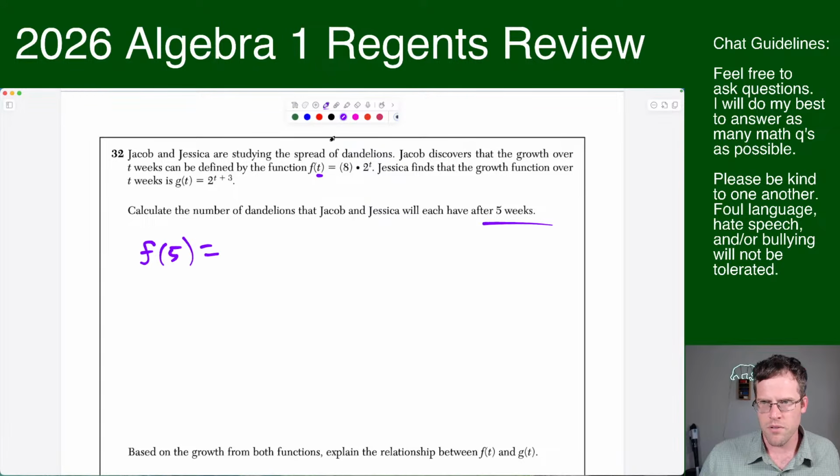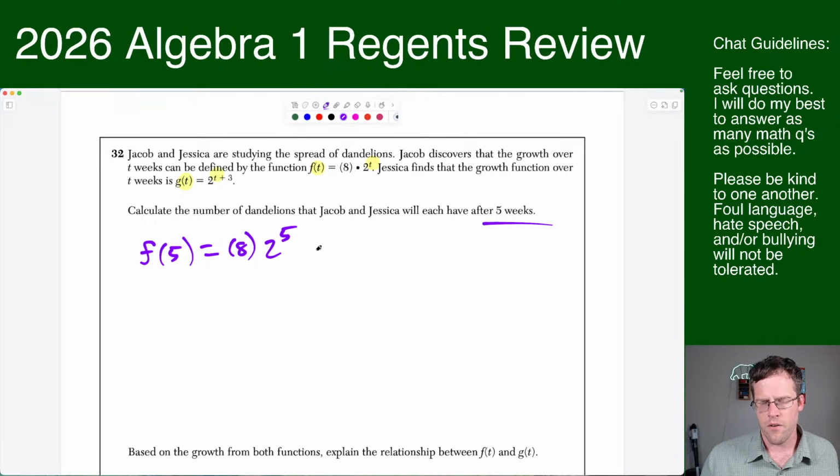So you see I'm plugging in for the variable t is here and there. And then over here it's here and here. So I just plug in, and I get 8 times 2 to the 5th power.